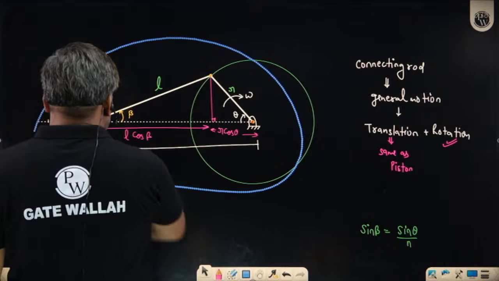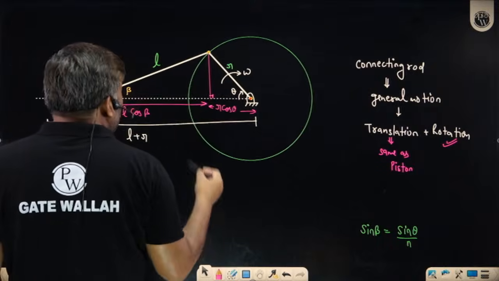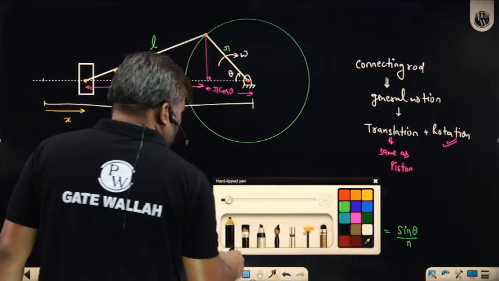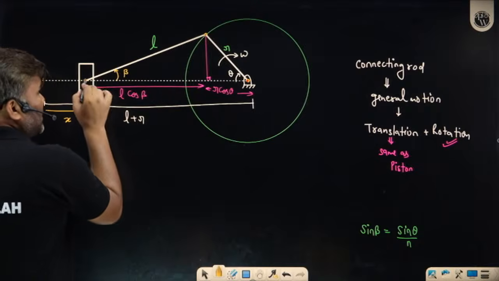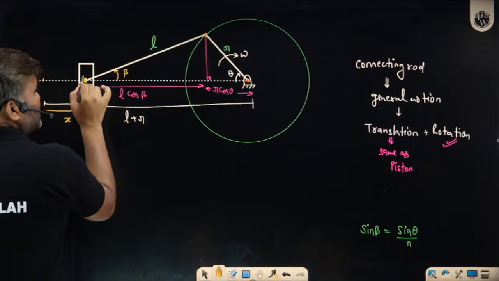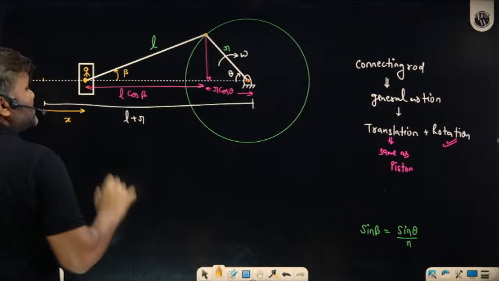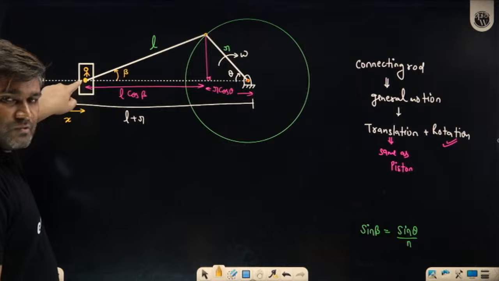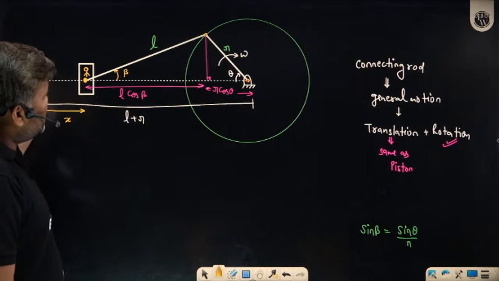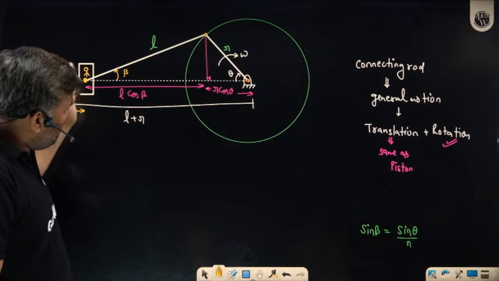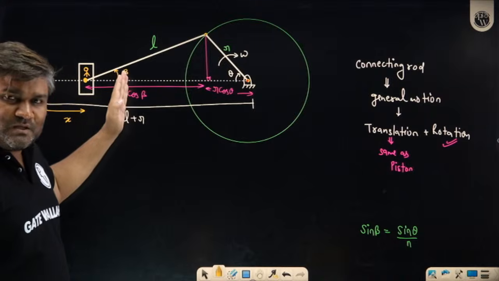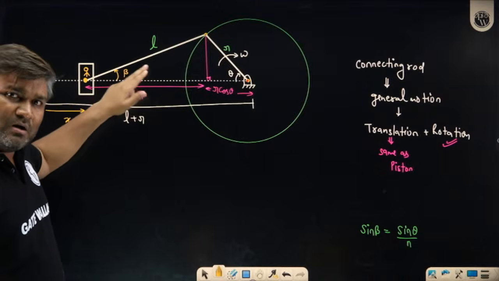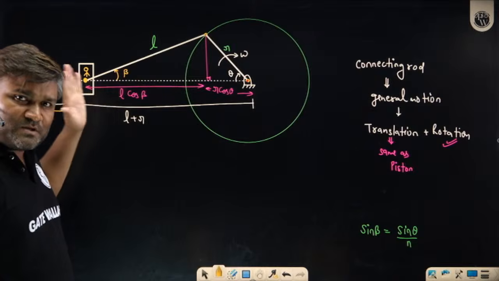Achha, from where am I seeing this rotation? First of all, I am seeing this rotation when I am ignoring the translation. I am sitting at this point. How many of you can imagine this? If you are sitting at this end, this pin end, obviously you are moving, you are doing translation along with the piston. The connecting rod is doing translation along with the piston.